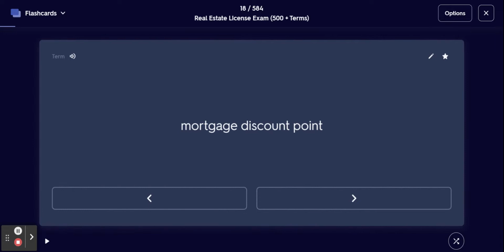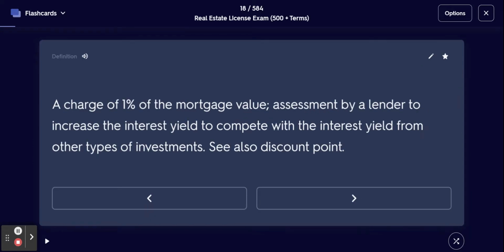Mortgage discount point. A charge of 1% of the mortgage value assessed by a lender to increase the interest yield to compete with the interest yield from other types of investments. See also discount point.